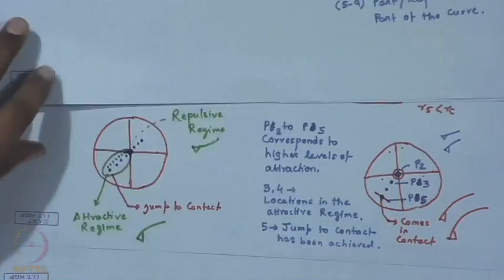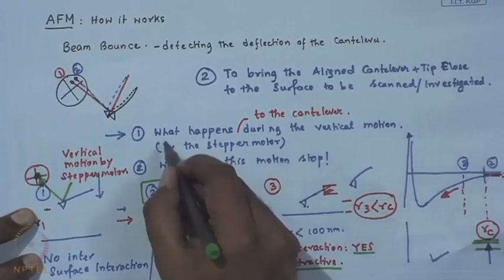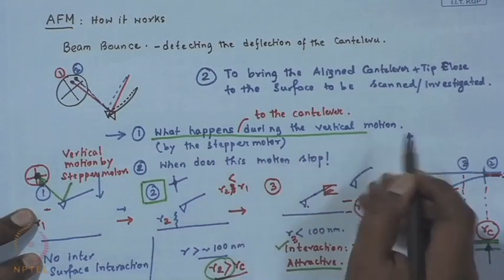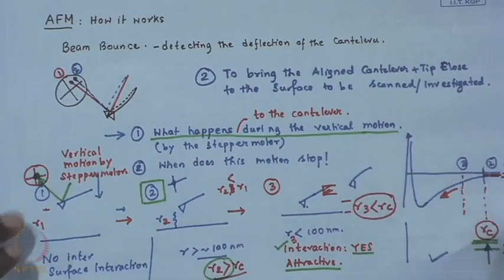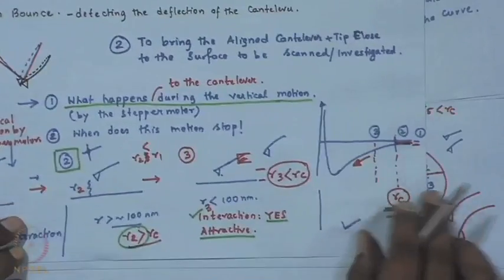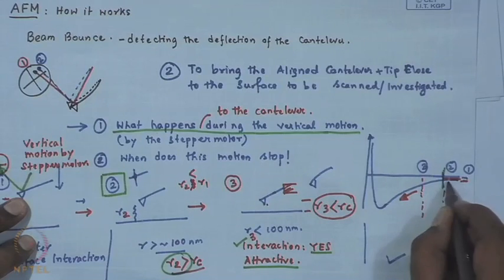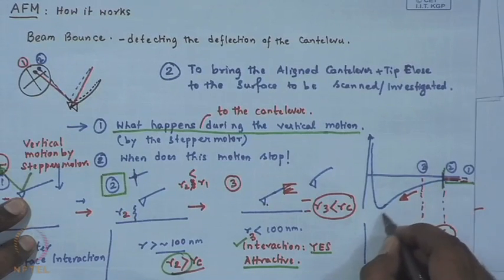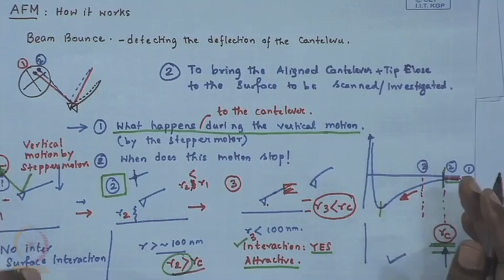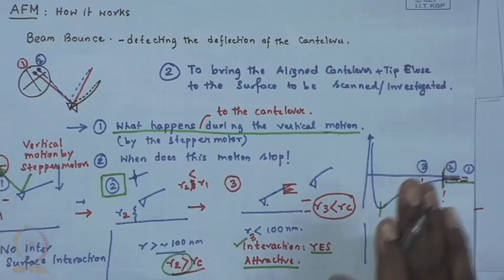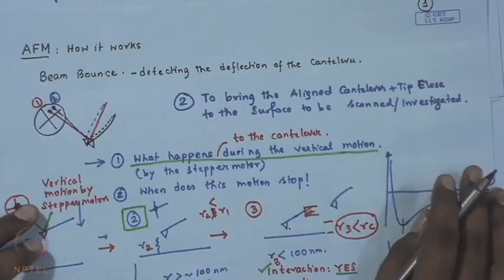So, this again gets us back to the two questions we posed at the beginning of the class. What happens to the cantilever during the vertical motion? Now we understand the full cycle. From here down to 2, nothing happens. Beyond this, it experiences an attractive interaction. Beyond that, there is now repulsion, but that also can be split into 2 parts.